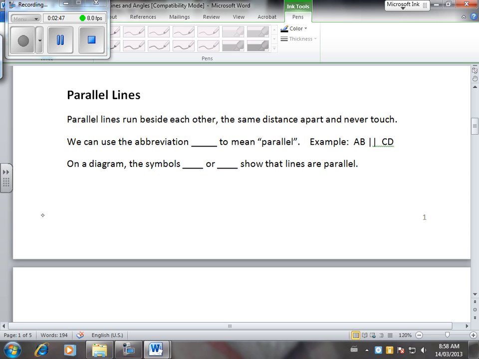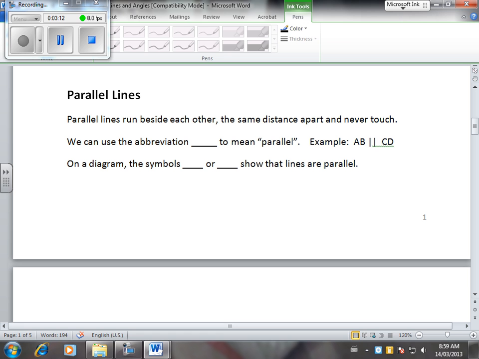Then we have lines that are parallel. So these are lines that run beside each other. They're the same distance apart. They'll never touch. So think of railroad tracks. Okay, so railroad tracks, if they're laid in a straight line, will never touch each other. And they will always be the same distance apart because they have to be for the train to run on it. So that's the best example in the real world of parallel lines.